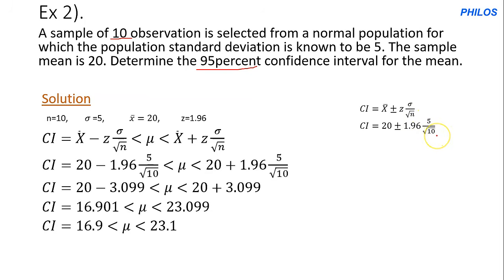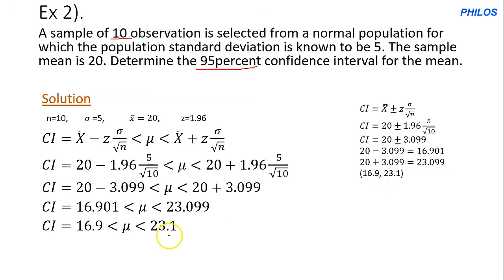Now 1.96 times 5 over root 10 should give you 3.099, isn't it? So we will have 20 plus or minus 3.099. So first you take 20 minus 3.099 and that will give you 16.901. And then separately, you also find 20 plus 3.099 and this will also give you 23.099. You can approximate them to 1 decimal place. So the answer will be 16.9, 23.1.